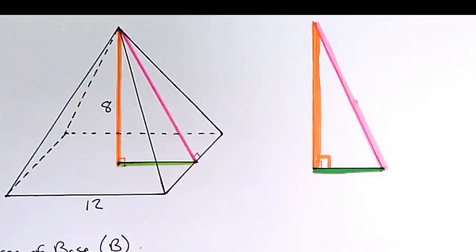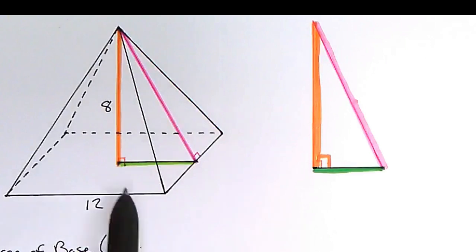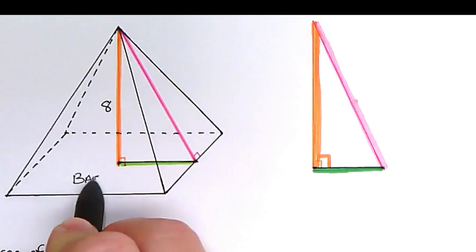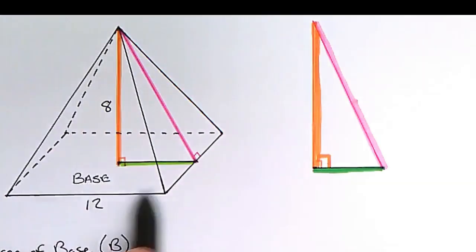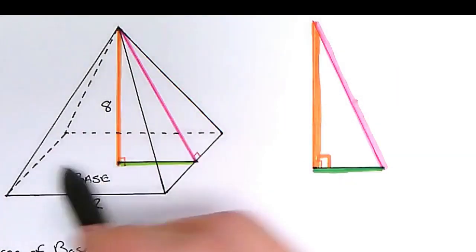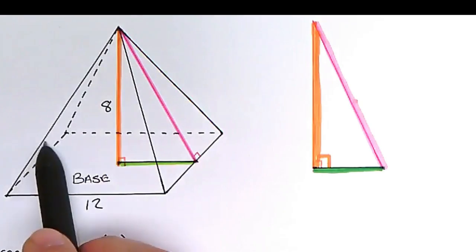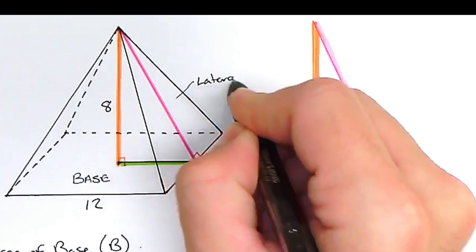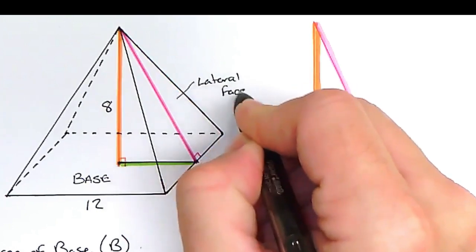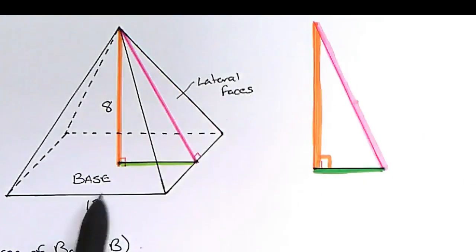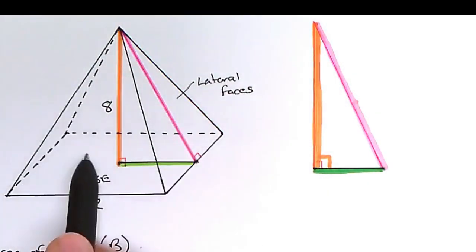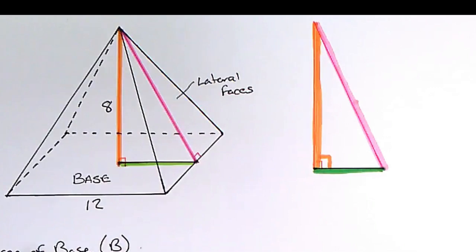All right, so today we're going to look at pyramids. A pyramid has one base, which can be any polygon, and then it has a number of lateral faces equal to the number of sides of the base. In this case, we have a square base, so we have 1, 2, 3, 4 lateral faces.